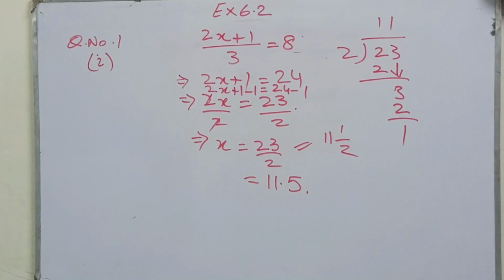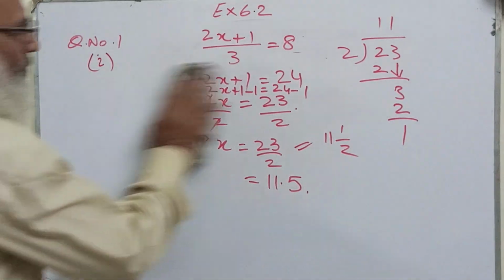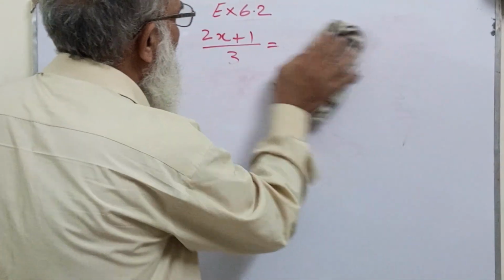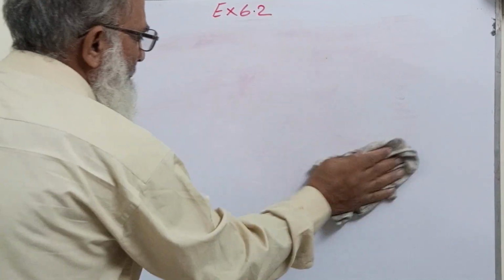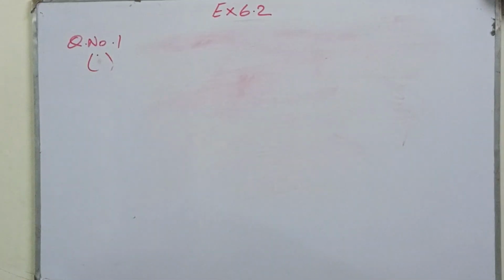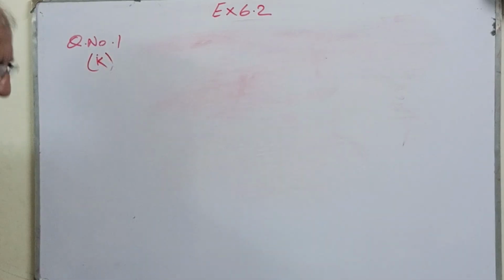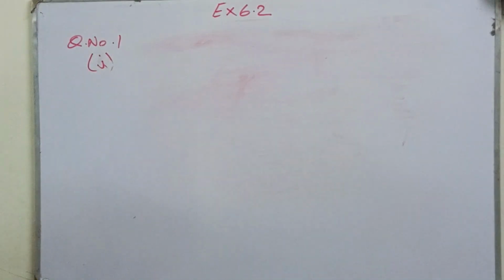Now let me take another format, given in the very next part. The very next is J. Let me take J. J says 2x divided by 3.